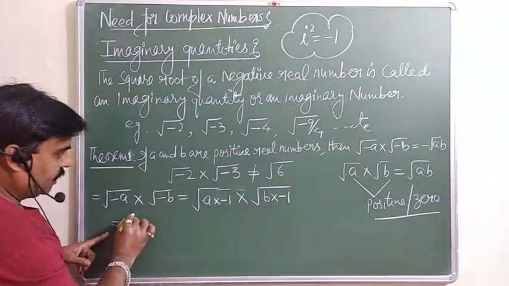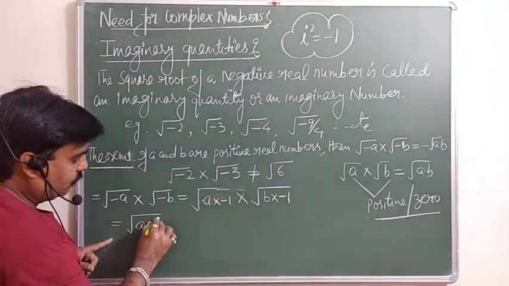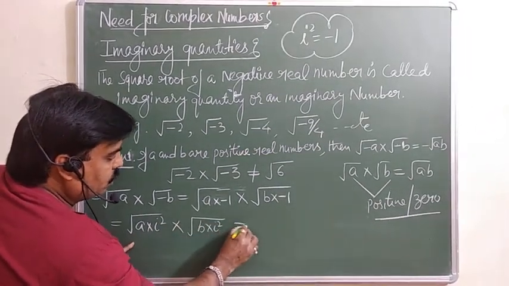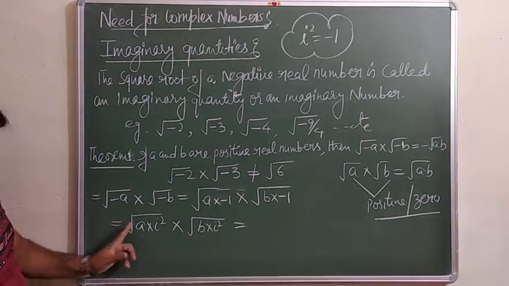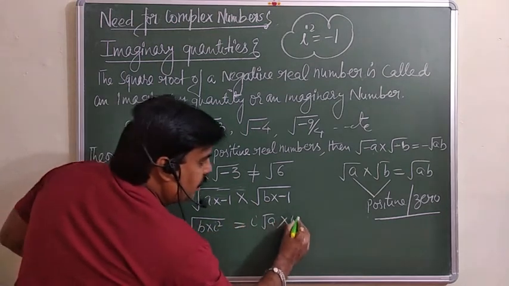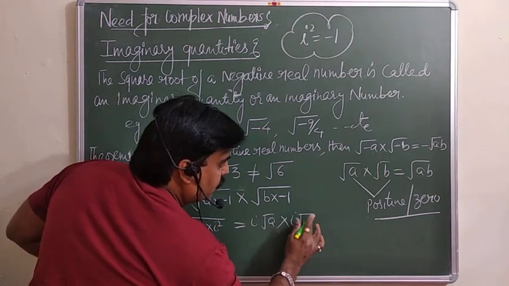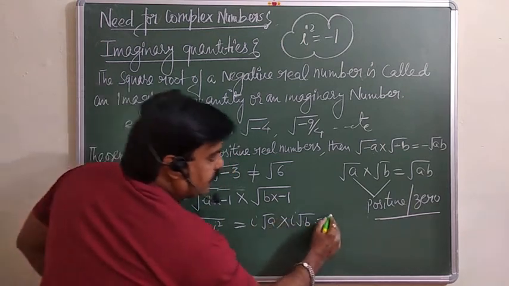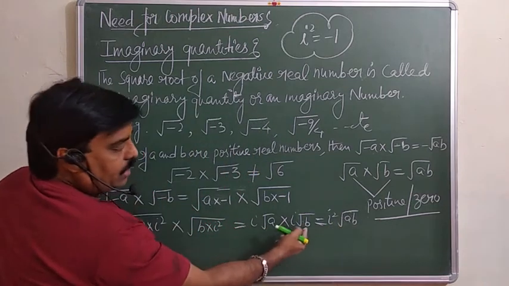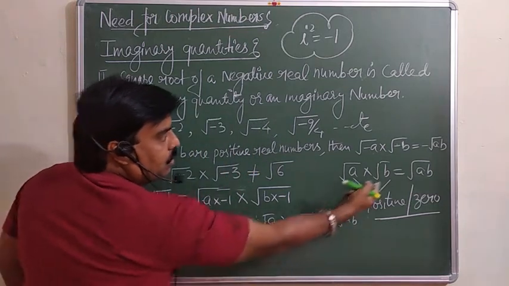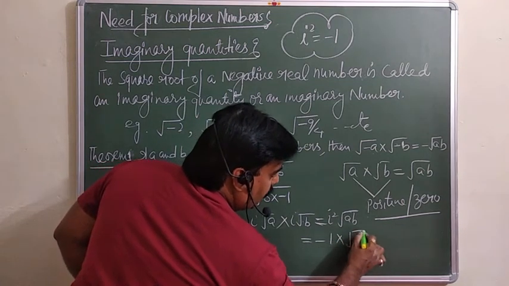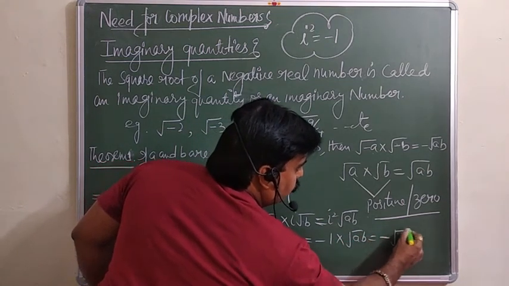So this can be written as √(a × i²) × √(b × i²). So what will you get? i will come out: i√a times i√b. So this is equal to i × i, that is i², times √a × √b, which is √(ab), because both are positive. And i² is equal to what? -1. So that is -1 times √(ab), so that's why it is equal to -√(ab).